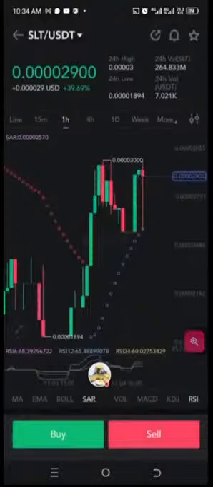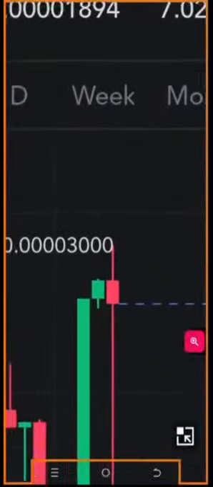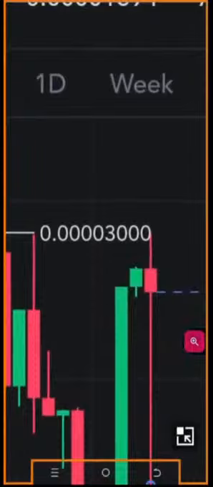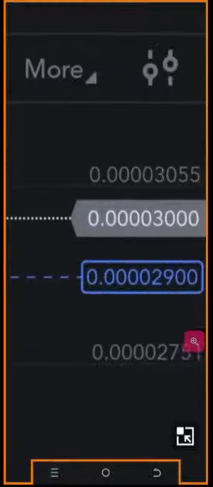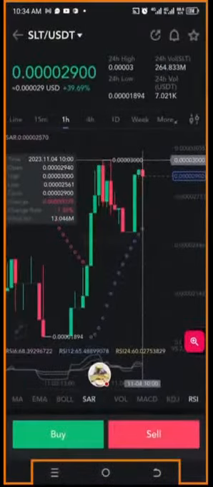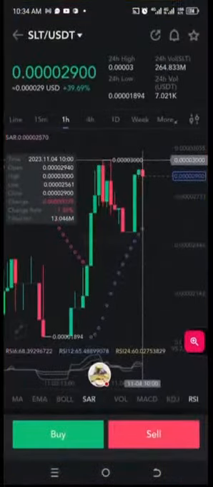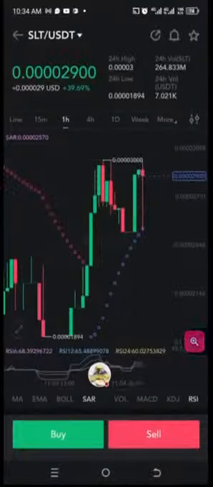0.0000305. Oh, it looks like it's going to get there. Oh, wow. Look at this. Did it get there? It got to 3. I should have done this at 3, but that's fine. It's going to hit it, right? All we have to do is wait for it. The parabolic SAR is still pushing up, as you can see. Let's keep our fingers crossed and wait for SLT to do us good.